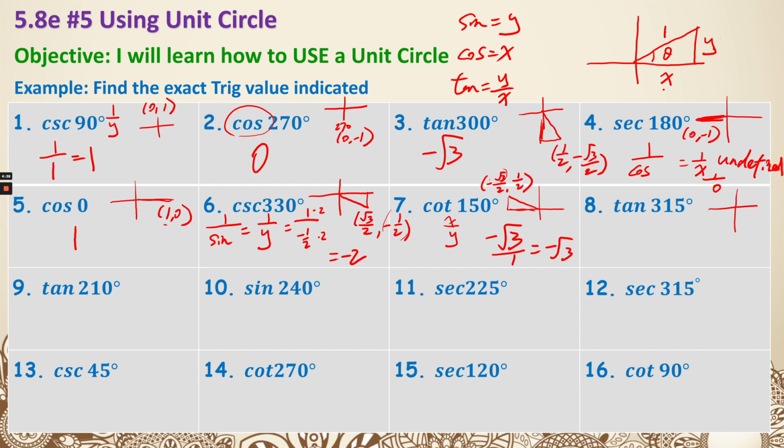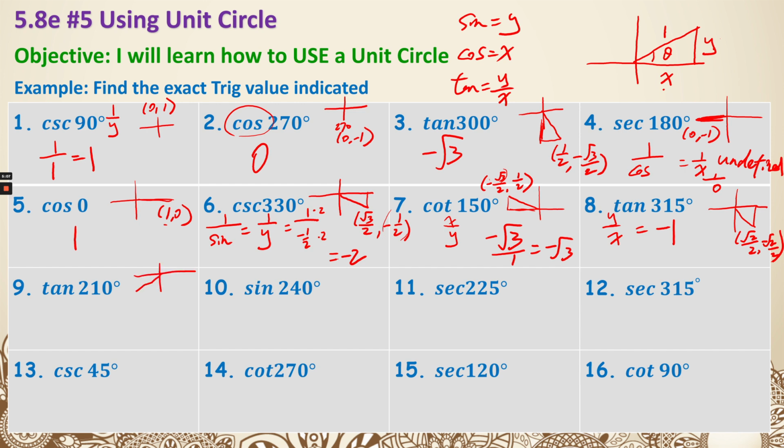Number 8, tangent 315 degrees. Here it is. 315 is right in between 270 and 360. So that means the 45, 45, 90 triangle, which means this is going to be square root of 2 over 2, comma, sorry, negative square root of 2 over 2 for the y value. And if it's y over x for tangent, they're the same magnitude, so it's just going to be a negative 1. That is number 8. Number 9, tangent 210 degrees.